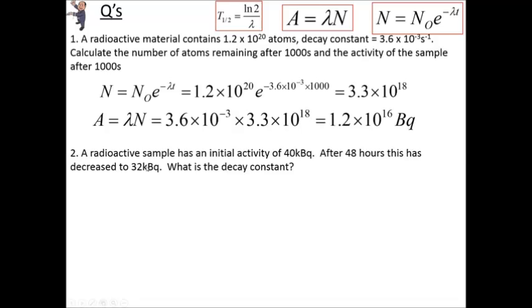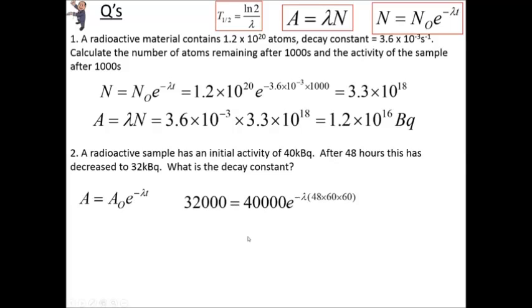Another example, number 2. A radioactive sample has an initial activity of 40 kilobecquerels. After 48 hours, this has decreased to 32 kilobecquerels. What's the decay constant? I'm going to use my exponential decay equation: A equals A original, e to the minus lambda t.